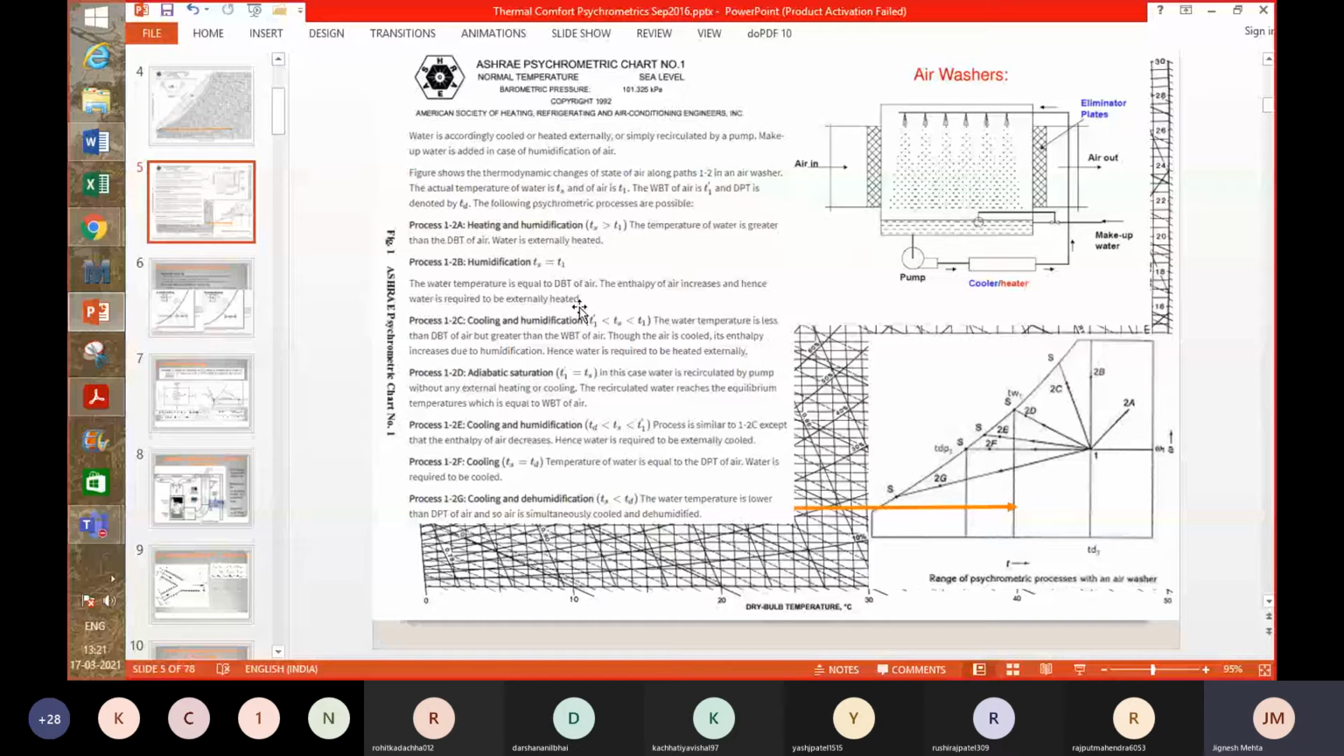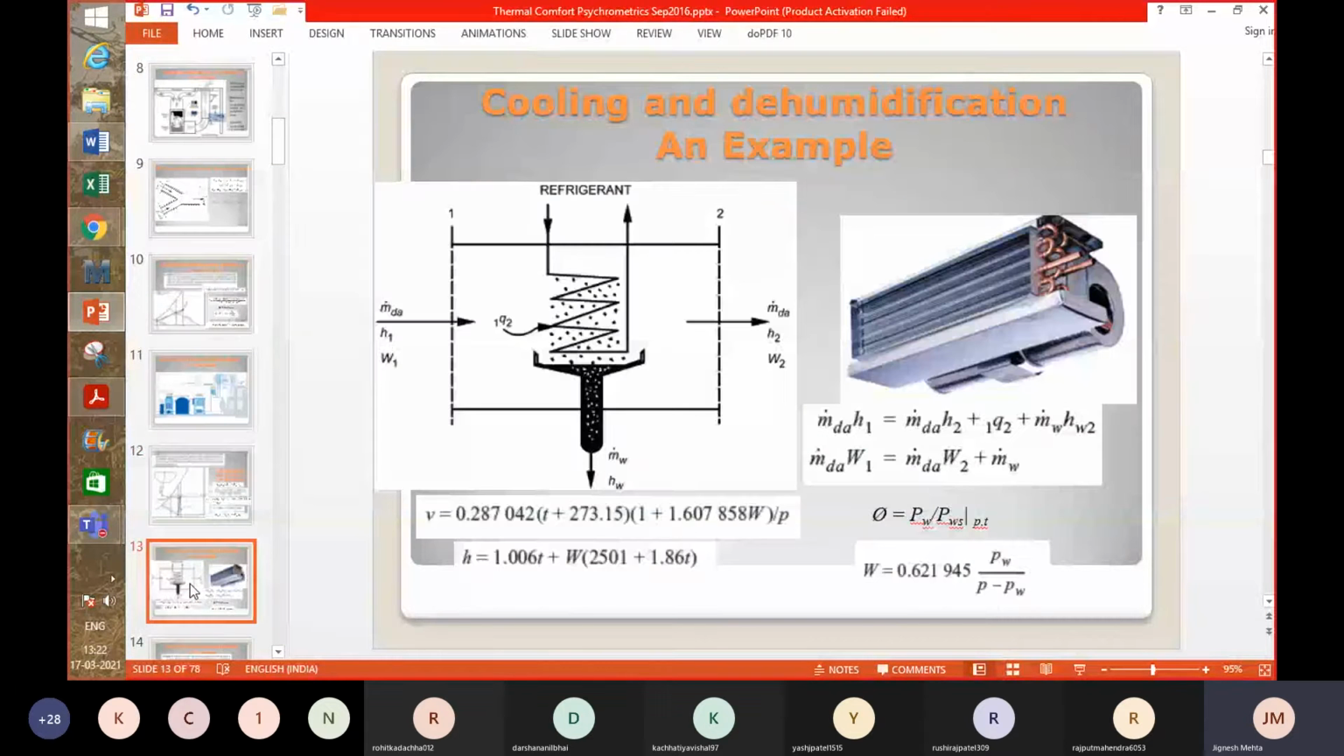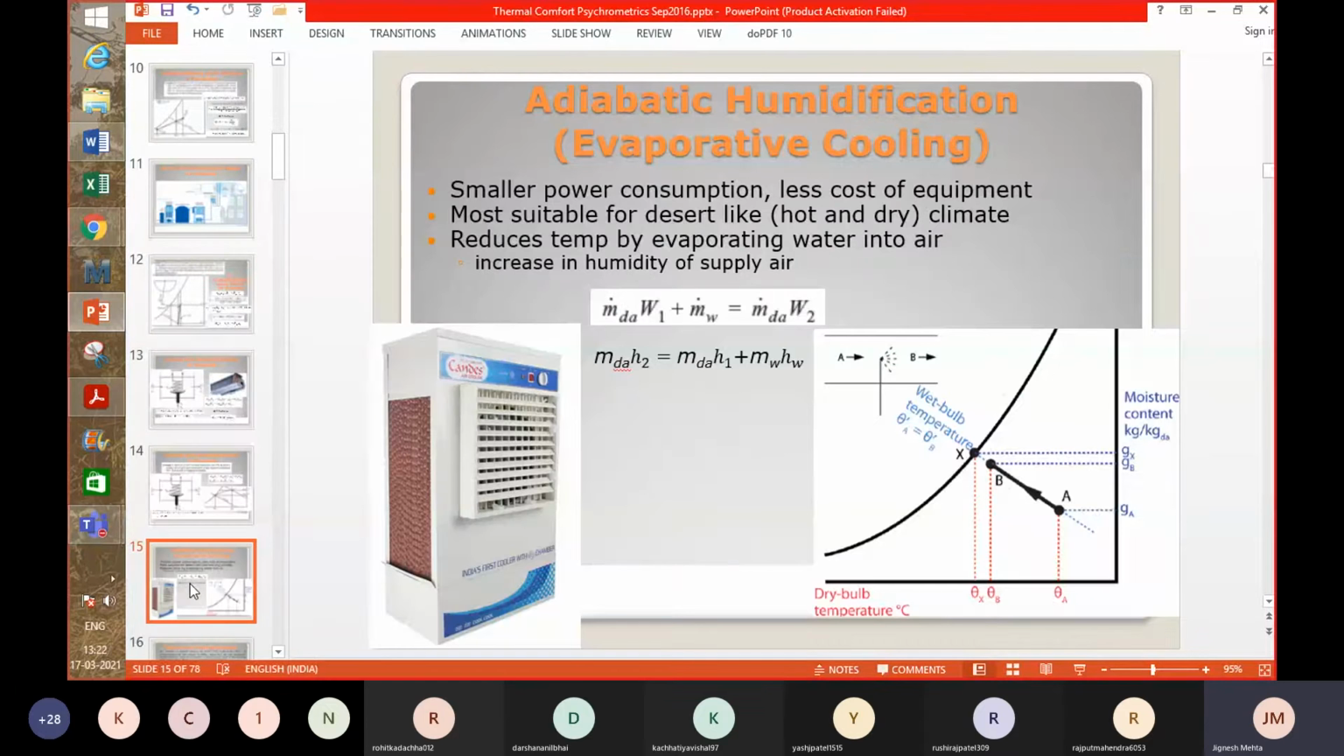But the one which I would like to start with, or first talk about, is adiabatic humidification, and the reason for that is the experiment that we are going to take now will be using that kind of psychrometric process. So I'm jumping to that as of now, and we'll come back to the other processes.